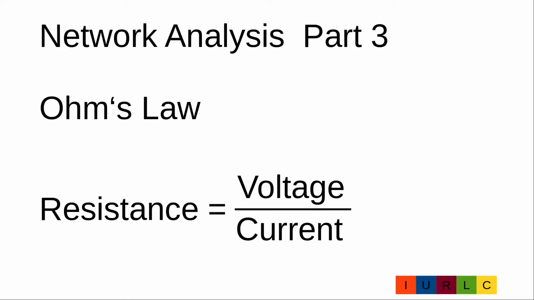Today we will talk about Ohm's law. It says electrical resistance is voltage divided by current. This means with a higher voltage at the same current the resistance is higher, or the other way around, with the same voltage and a higher current the resistance is lower.